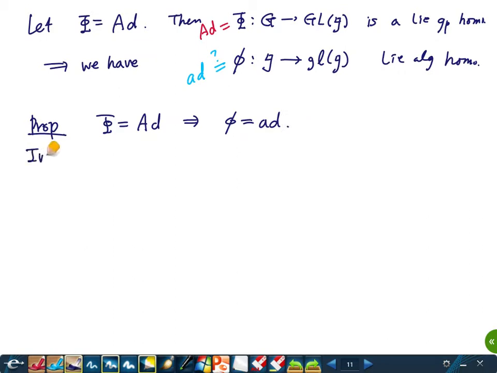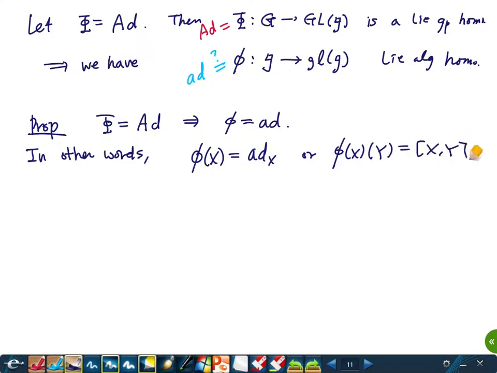In other words, V of x is ad x. I'm just writing this as V of x, which is a map from G to G, so we can put another element in G. This is [x, y]. I'm just writing the same thing in a different way, but they are basically the same. Okay, let's see a proof of this.